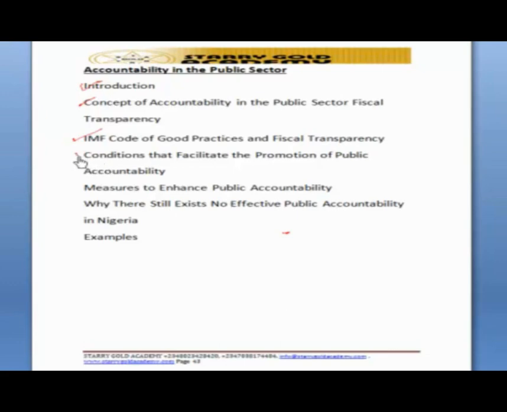We'll look at the conditions that facilitate the promotion of public accountability. We'll also look at the measures to enhance public accountability. We'll look at why there still exists no effect in public accountability in Nigeria, and we'll look at some examples and some questions at the end of this.